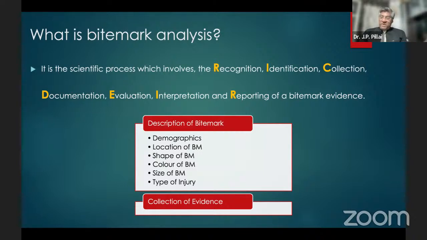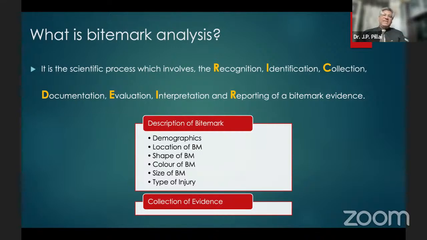Then if it is a human bite mark, how to collect that bite mark, how to document it, how to evaluate it, and after doing that evaluation or comparison, how to interpret your result. And after you have done all these things, how to write the report. So if you want to master bite mark analysis, it's not only the comparison you should be well versed with, all these components are important. So how to describe the bite marks? There are various guidelines given.